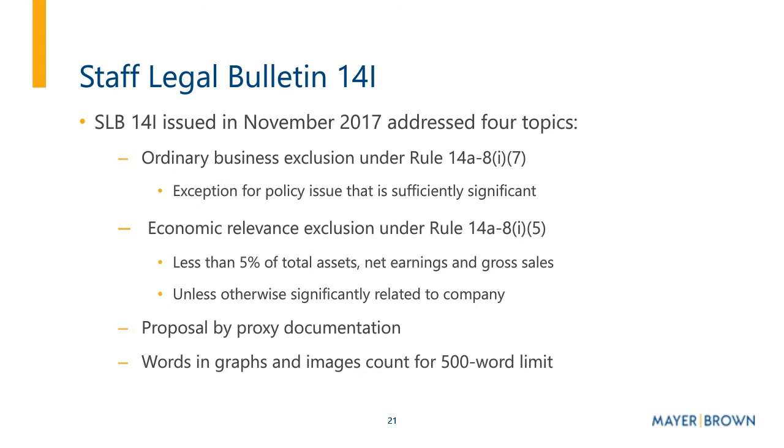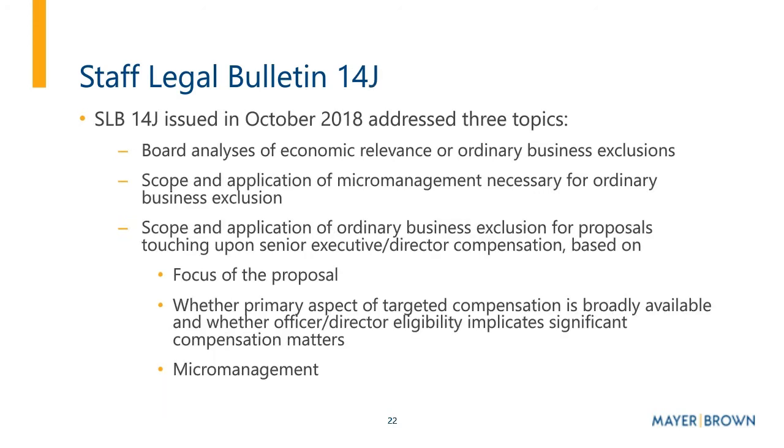Shareholder proposal guidance from the last 2 years is going to provide some context for the staff's latest legal bulletin in this area. And I'll point out that SLAB 14I is the one that let us know that the staff would find a board analysis helpful for its determination of whether a proposal is excludable on either ordinary business or economic relevance grounds. And then last year in SLAB 14J, the staff addressed the board analysis that it had received that prior year under these bases for exclusion.